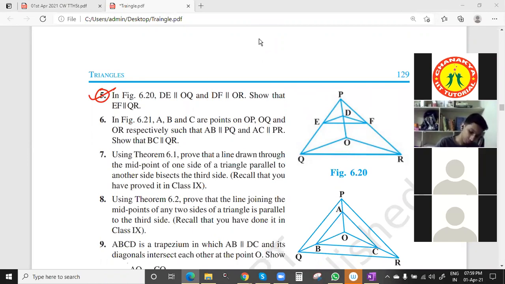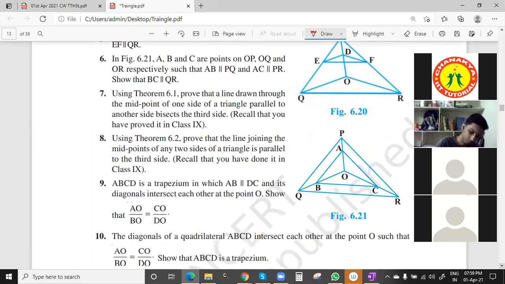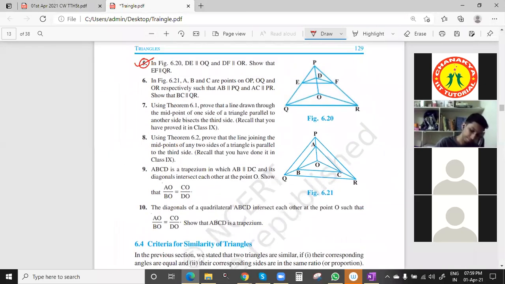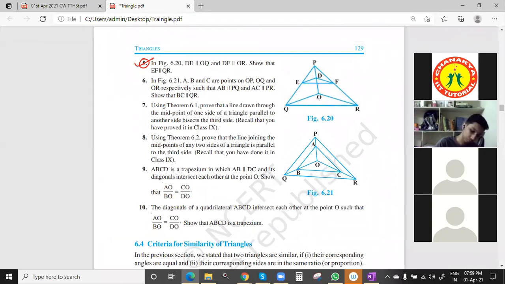Completed? Okay, good. Yes, sir. Apurva, right? You have completed. So those who have completed the fifth one can try the next questions, from 6 to 10.